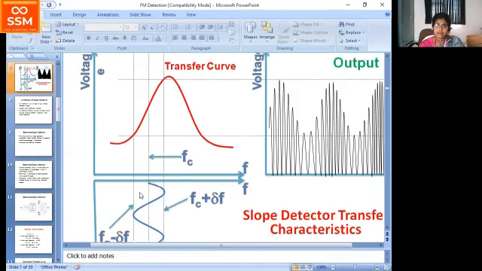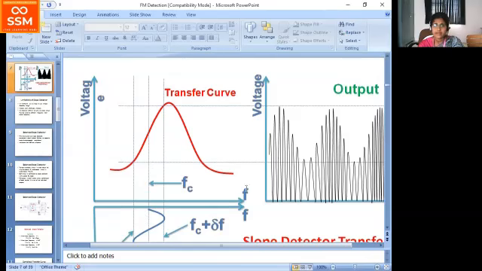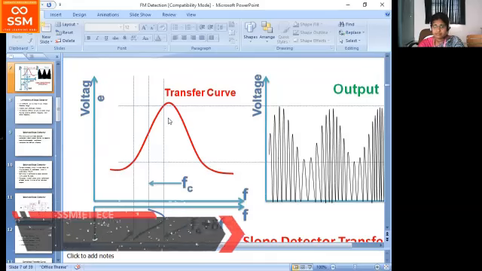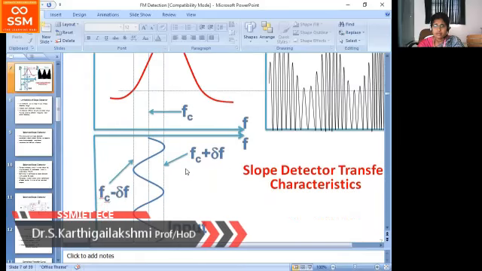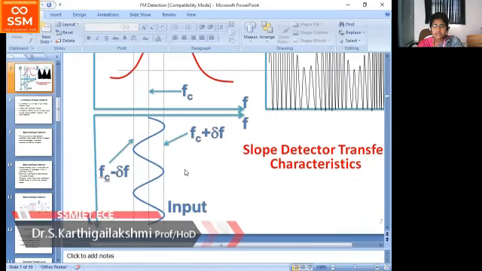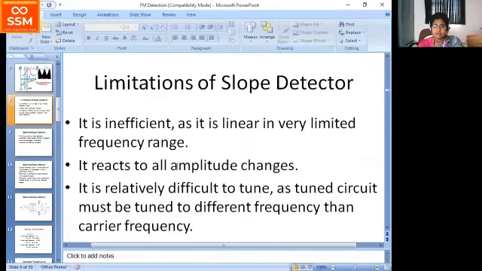See the corresponding transfer characteristics. At the center frequency, the output is maximum. Then the output increases or decreases as the input deviates from FC, below or above FC. From that, we have to extract the input signal.